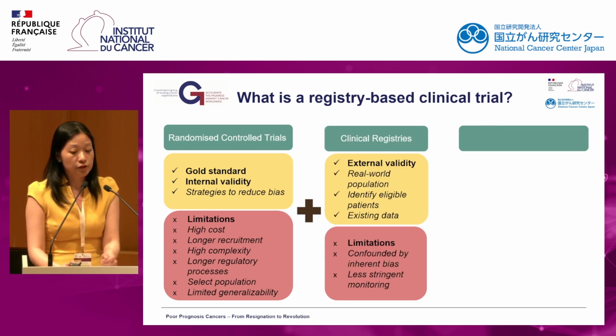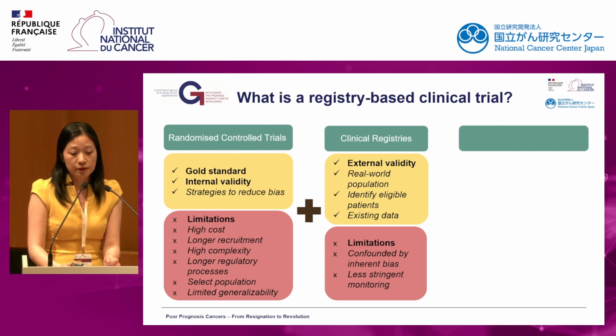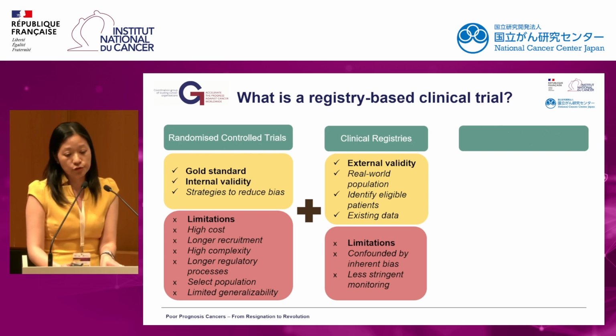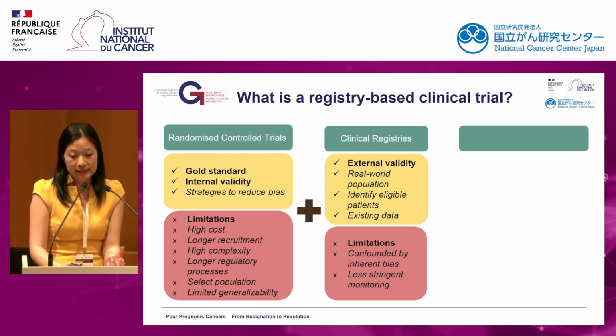On the other hand, we have clinical registries, which are great. They provide external validity, they're real-world population, we can identify patients through the registry, and we have existing data already. But we also know that there's inherent bias in registries and that there's less stringent control and monitoring, so the data is not as clean.